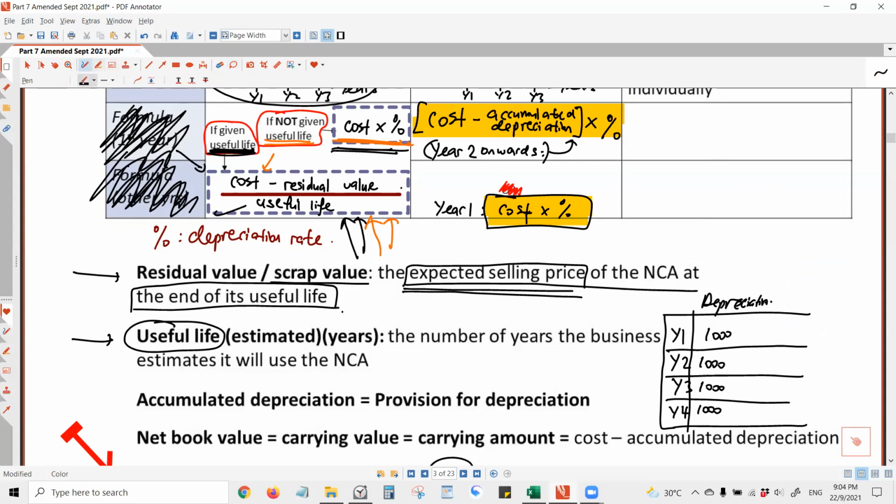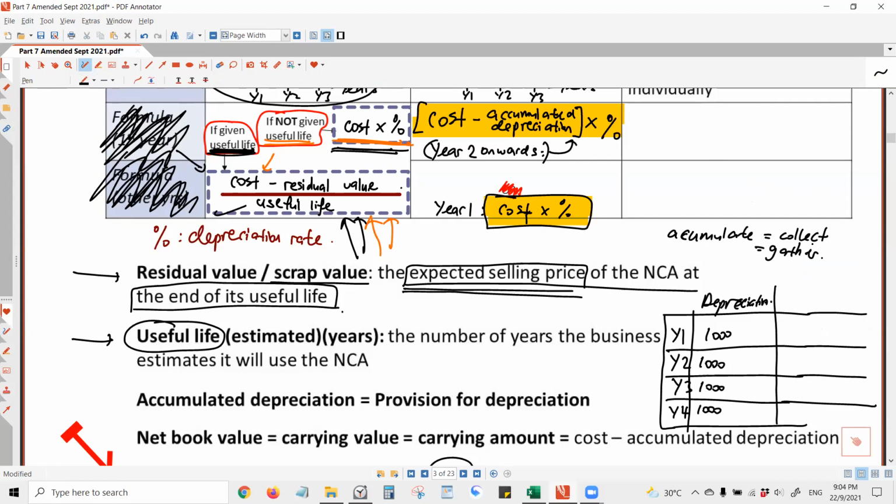So what is accumulated depreciation? What is the meaning of accumulated? Accumulated comes from the word accumulate, which means collect, gather. Accumulate, collect, gather. So understandably, you should sum up all the depreciation, right?